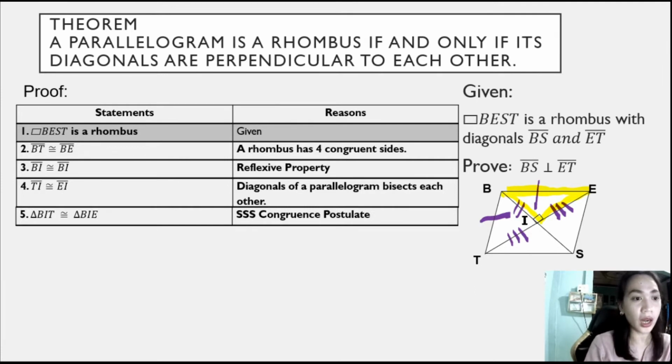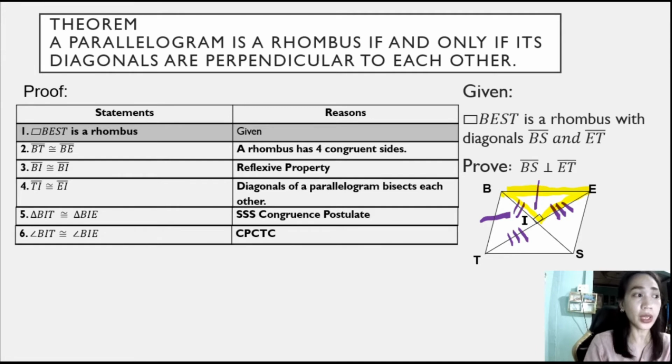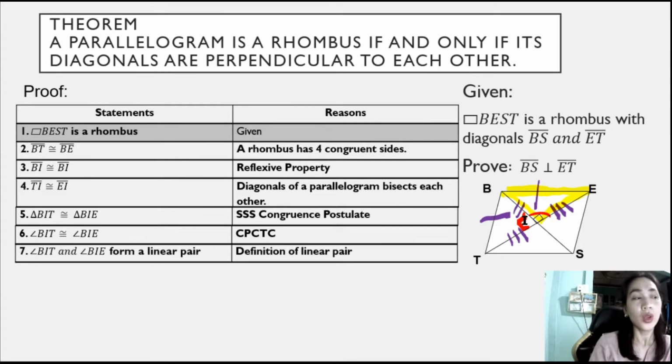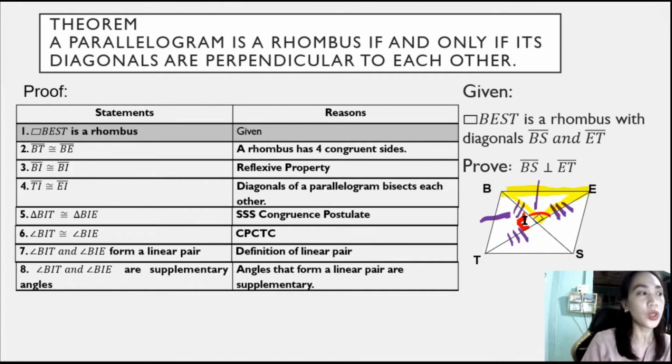So since they are congruent, you can say that the angle BIT, this angle, is congruent to the angle BIE. So that is the CPCTC. So since angle BIT and angle BIE form a linear pair, the reason, definition of linear pair. So you have the BIT and then the BIE. So they are supplementary angles.